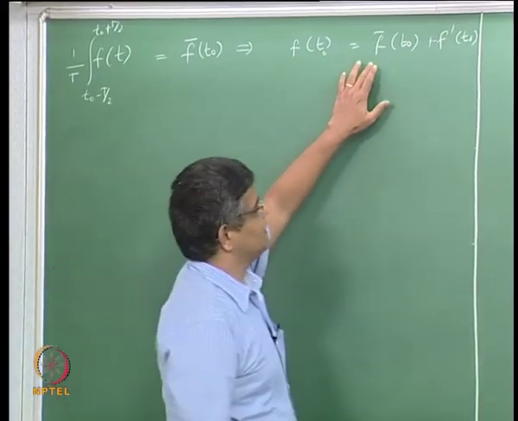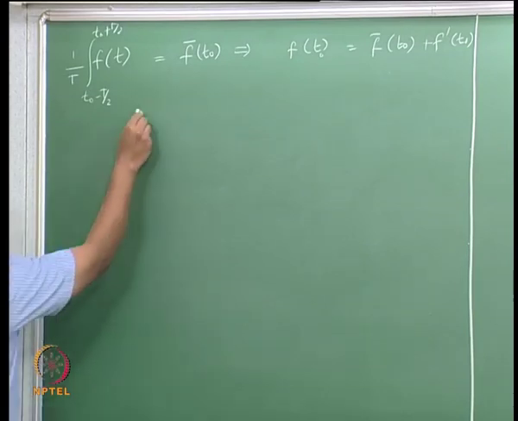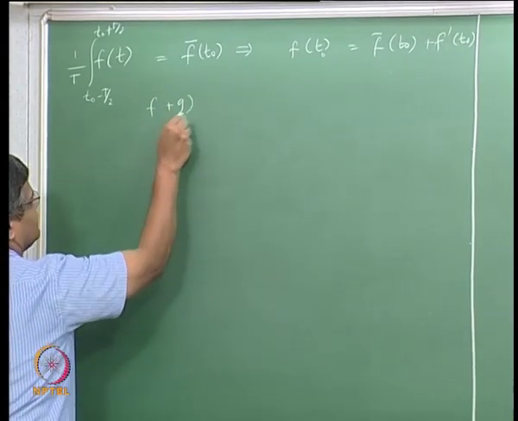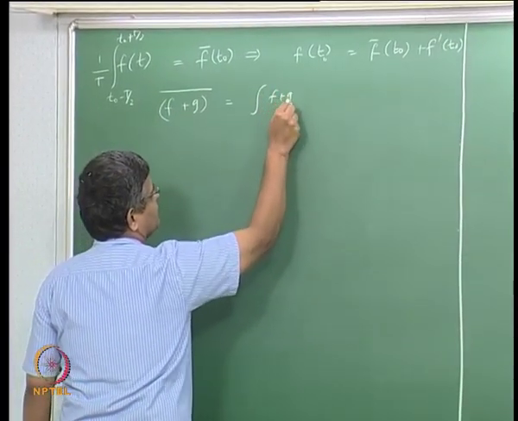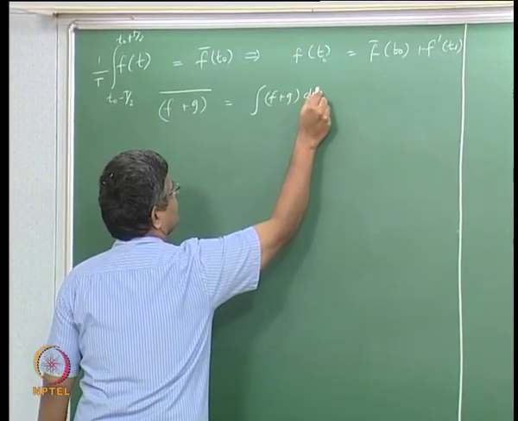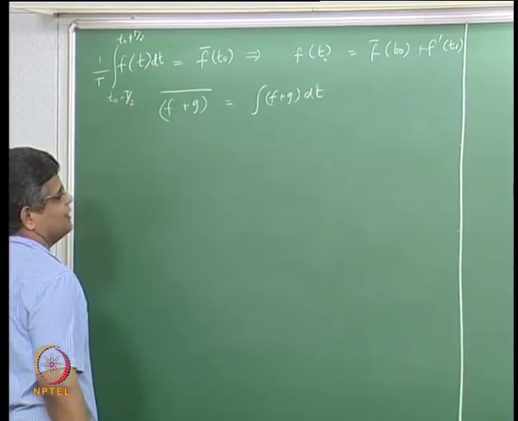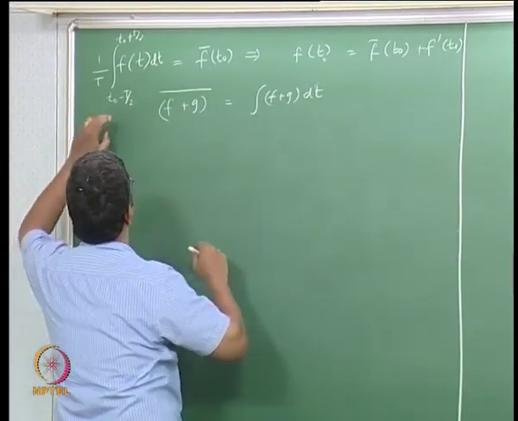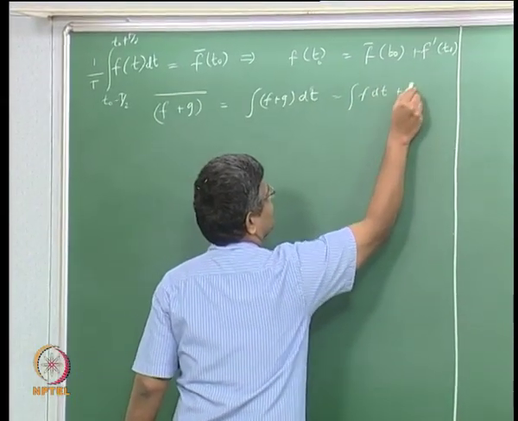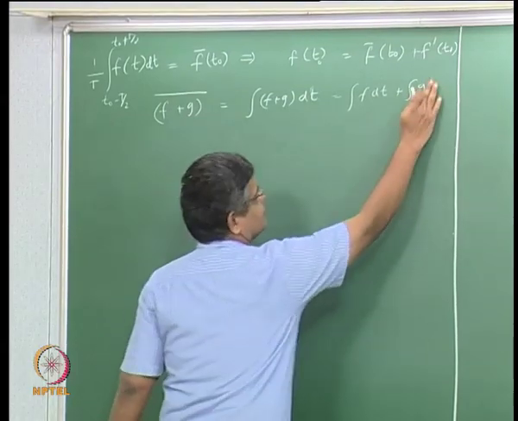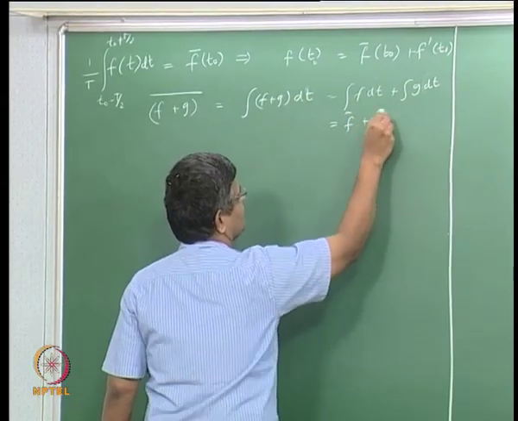So you have a time average quantity and a fluctuating quantity, and using this definition we can show that the time average of f plus g is the integral of f plus g dt, we have forgotten to put dt here, over this interval, which we can break up into the integral of f dt plus the integral of g dt, which gives us f bar plus g bar.